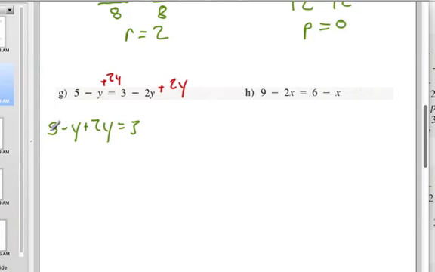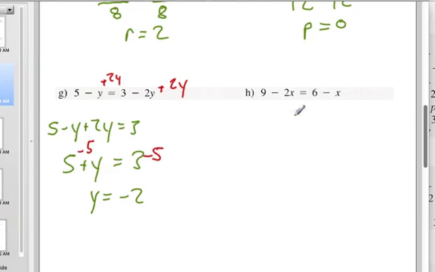Now 5 subtract y plus 2y is just 5 plus y is equal to 3. To isolate the term with the variable, we're going to subtract 5 from both sides, and we end up with y is equal to negative 2.